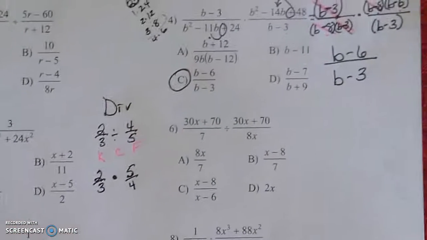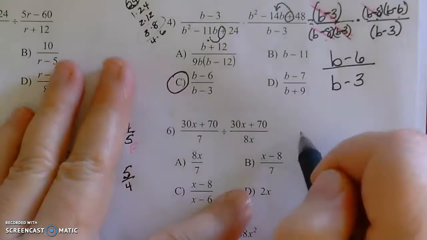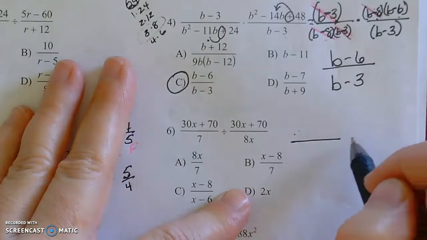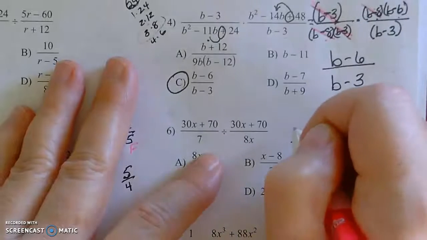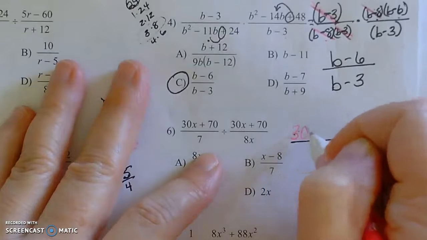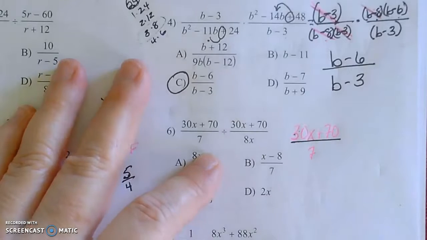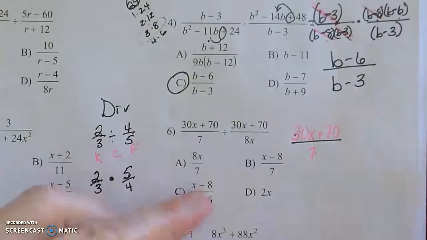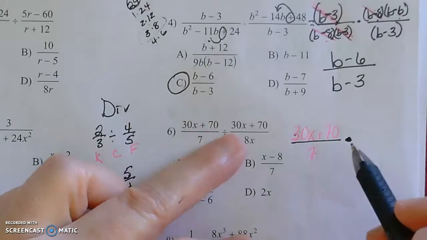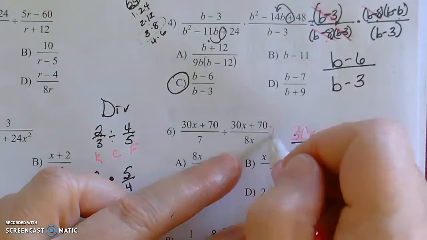So when I come to number 6 over here, it's got division here. So the first thing I'm going to do is I'm going to rewrite this. I'm going to leave myself a little bit of space. And I want a little space on the top, a little space on the bottom, because I'm lazy and I don't want to write things 3 times. So I have 30x plus 70 divided by 7. That stays in my numerator. Or that first fraction stays exactly as it was written. Change division to multiplication. And I'm going to flip the second fraction.